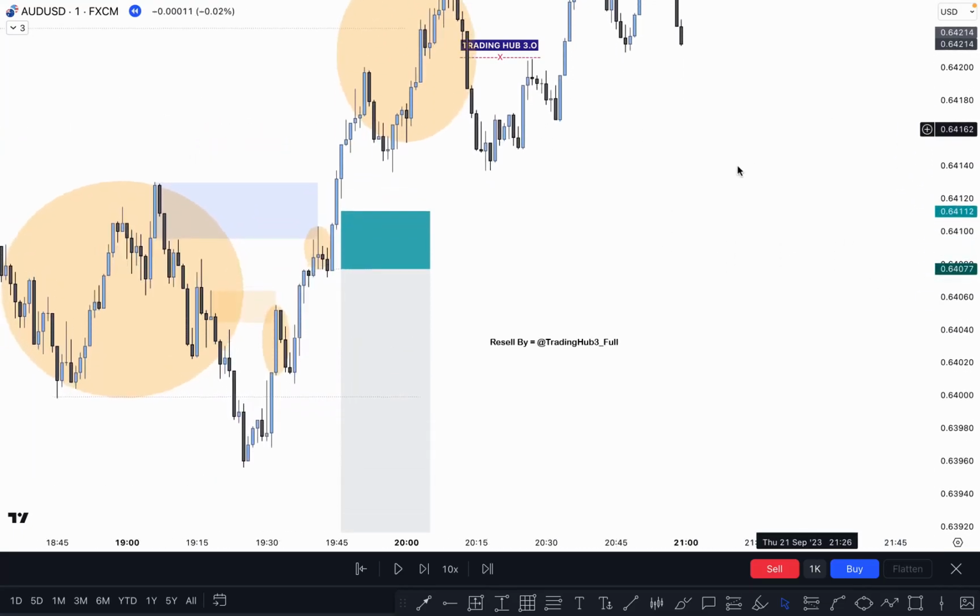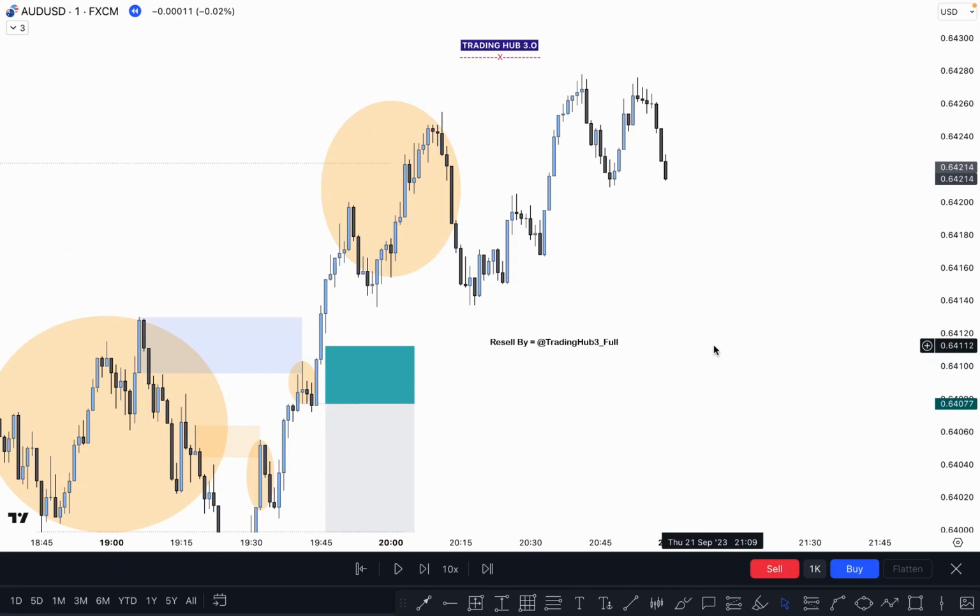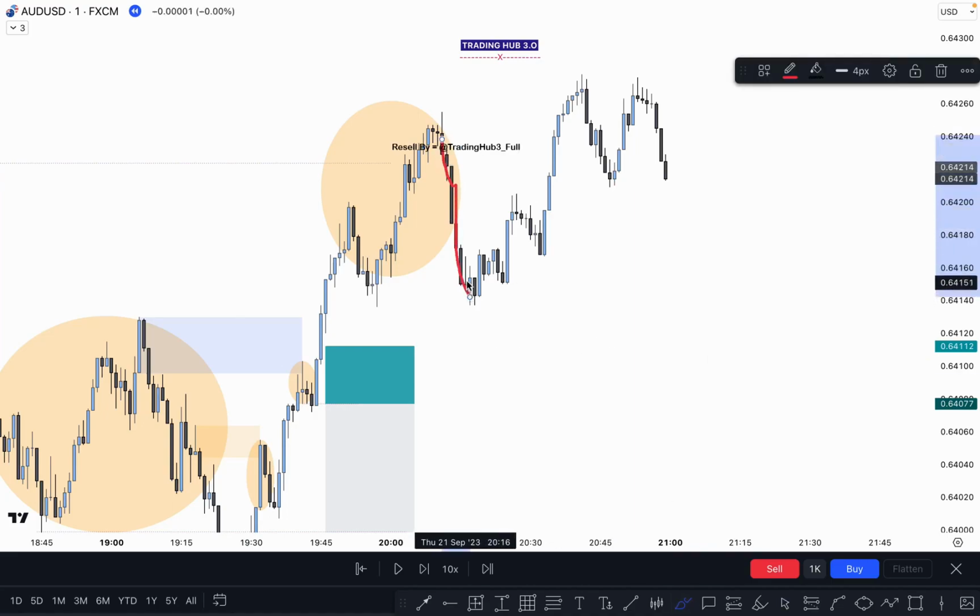So in this case you can see the market creates a CHoCH, but there is no inducement, that's why we can't take this here, right? There is no inducement created in this leg. This is a single leg move here.